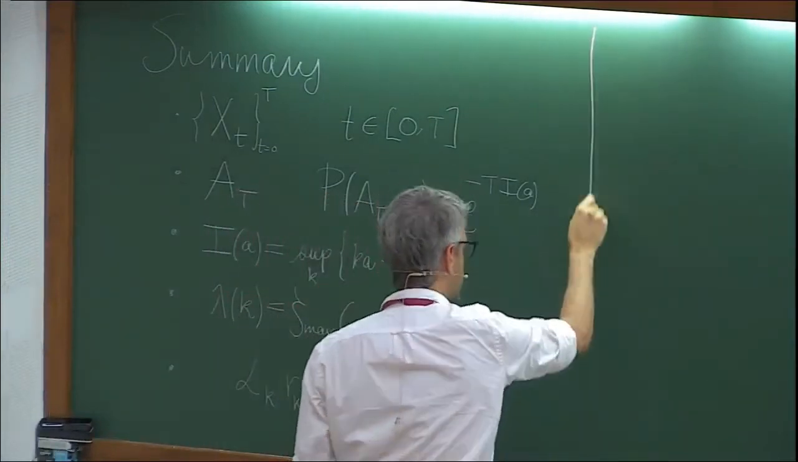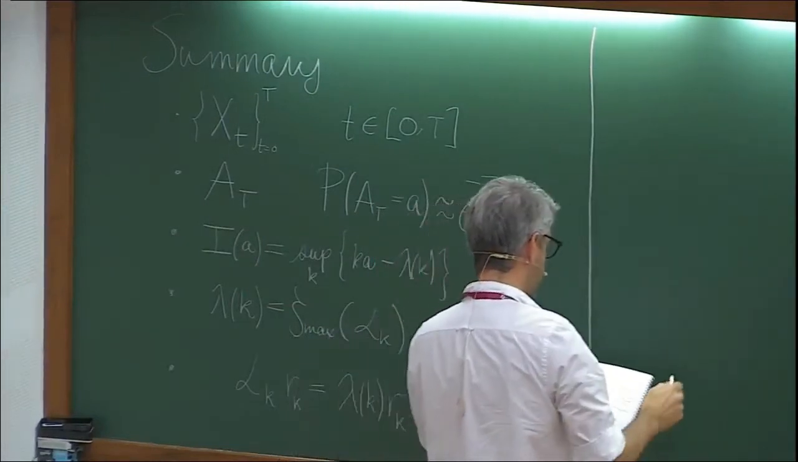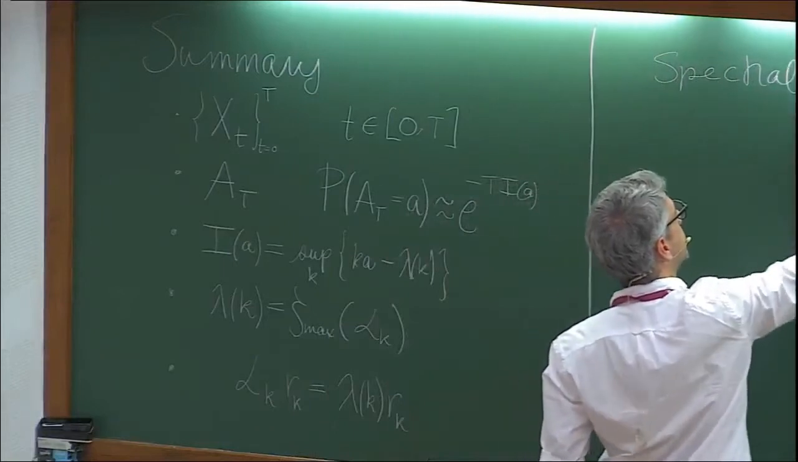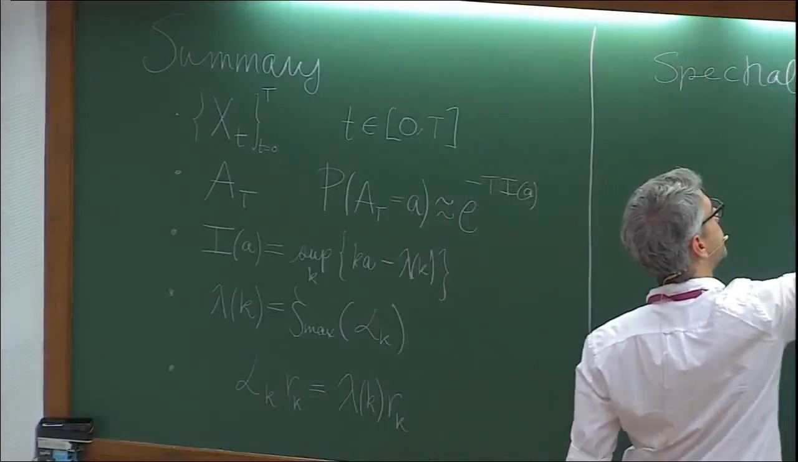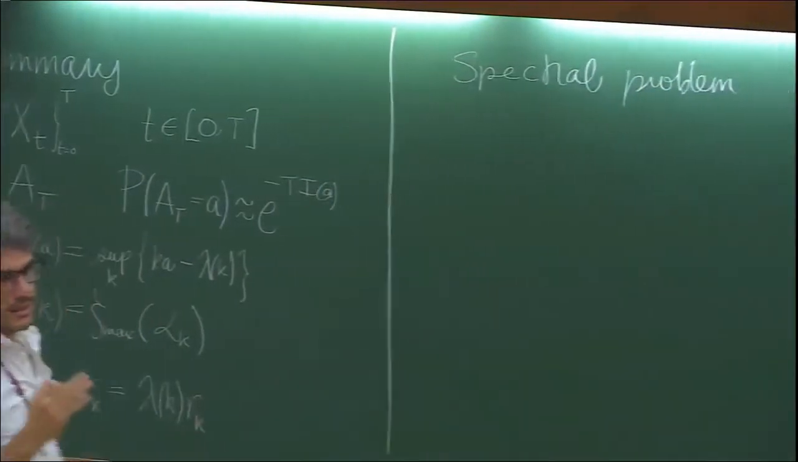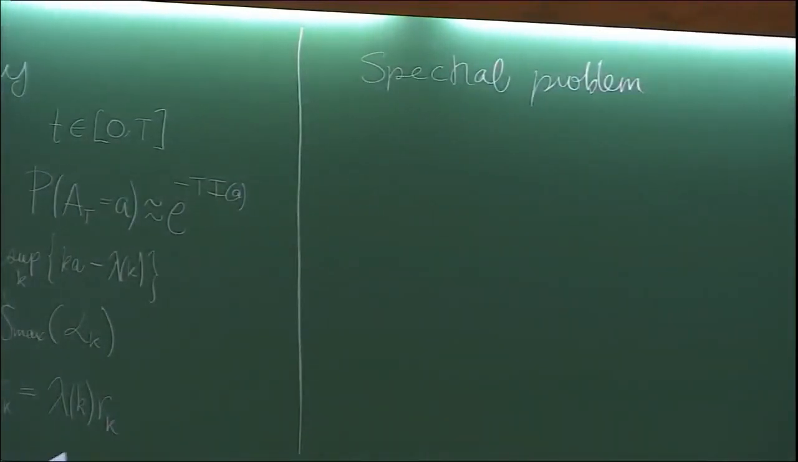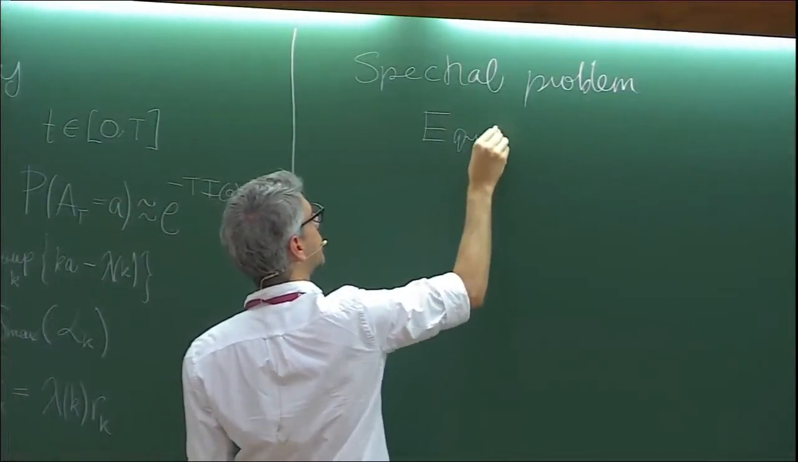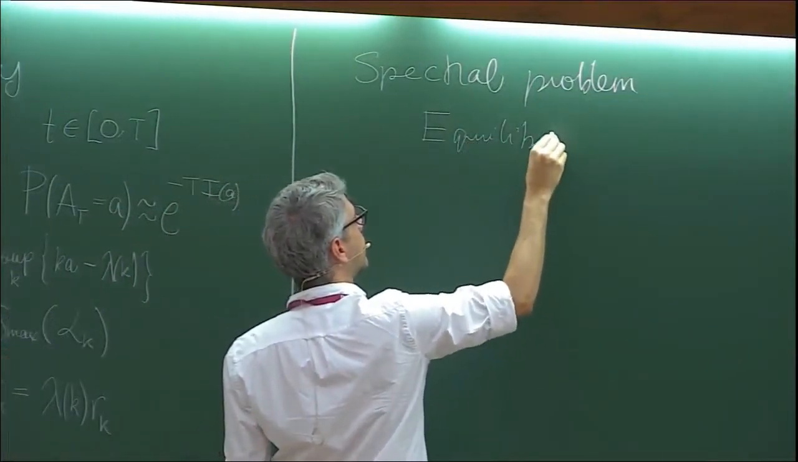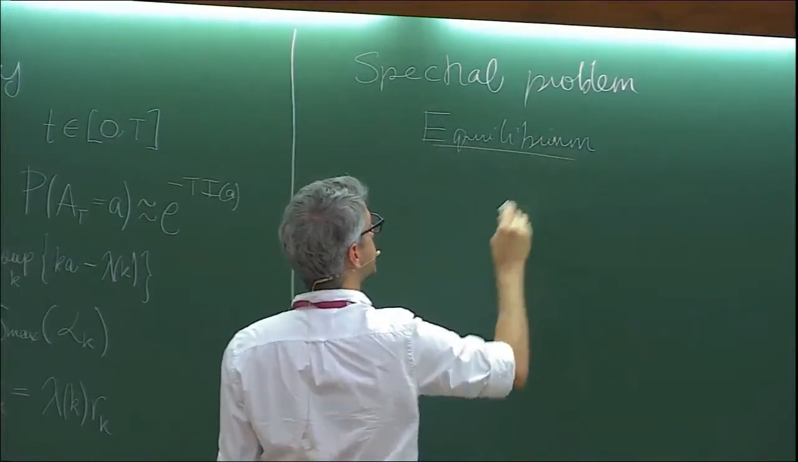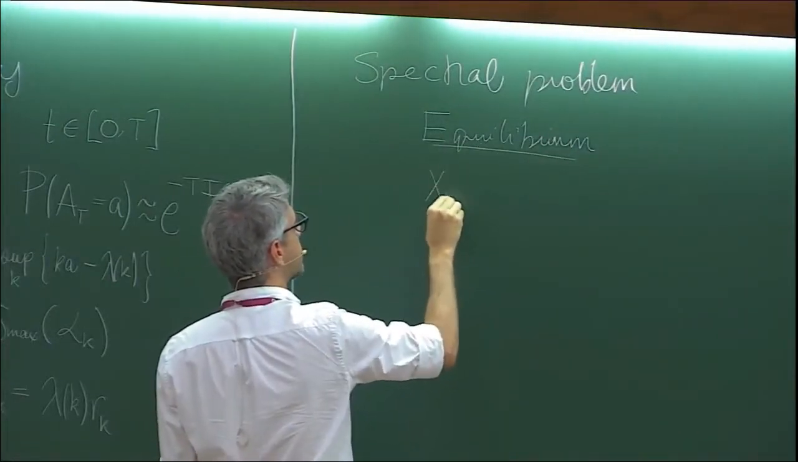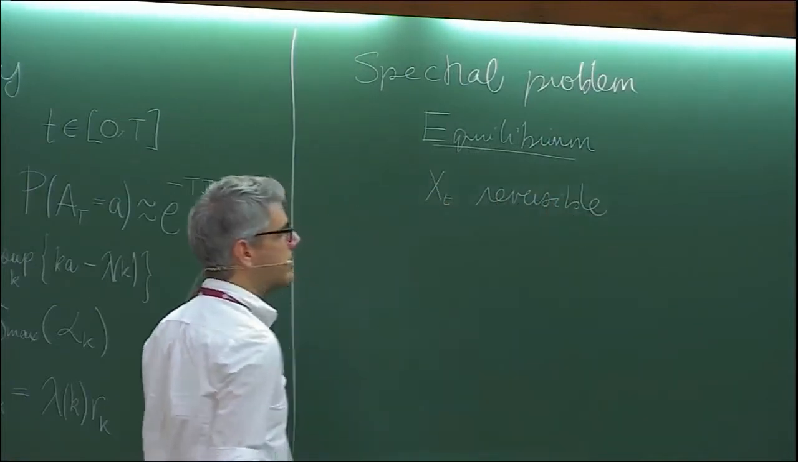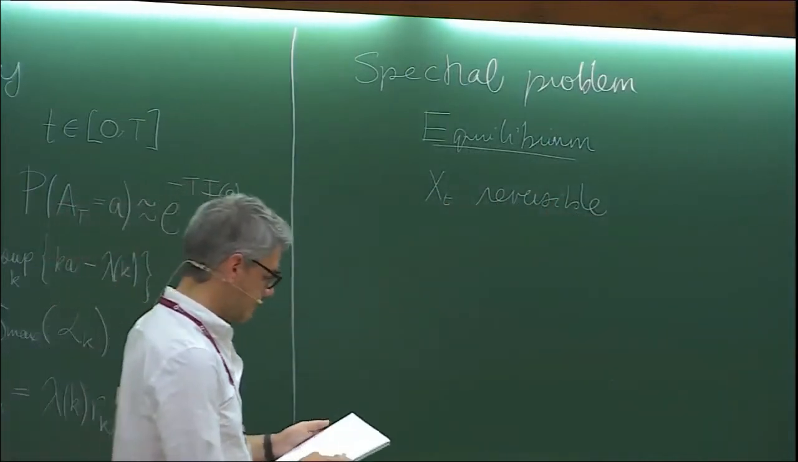Okay, so this is where I start now. The spectral problem. Essentially, for this there's an easy case and there's a difficult case. The first case I'll call equilibrium. Suppose you start with a process which is reversible. From a physics point of view, you would call this an equilibrium process.